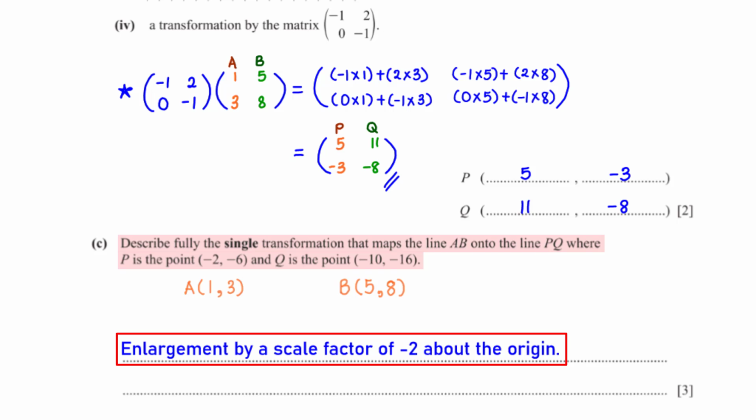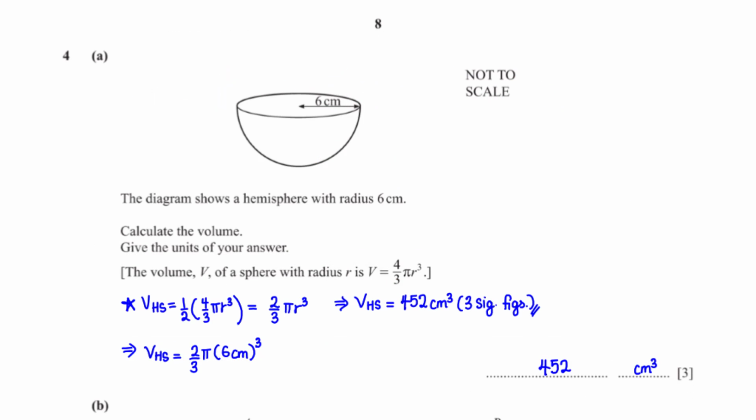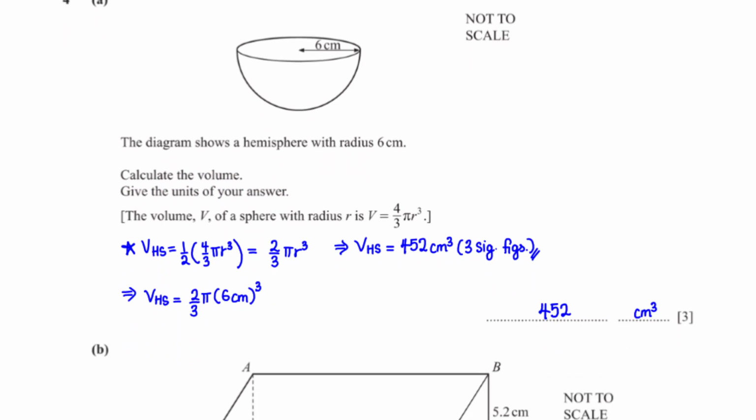The diagram shows a hemisphere with radius 6 centimeters. Calculate the volume. Give the units of your answer. The volume of a hemisphere is half of the volume of a sphere, so we have 2/3 pi r cubed. We've been given the radius of the hemisphere as 6 centimeters, and so when we type this into the calculator, we get 452 cm cubed rounded to 3 significant figures.